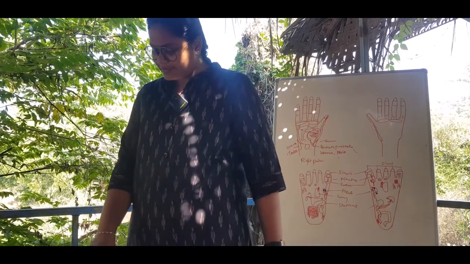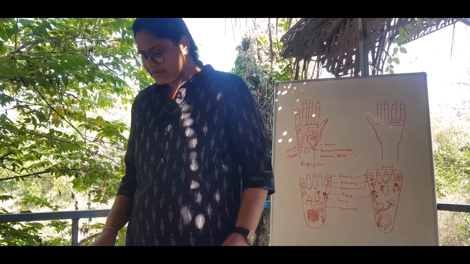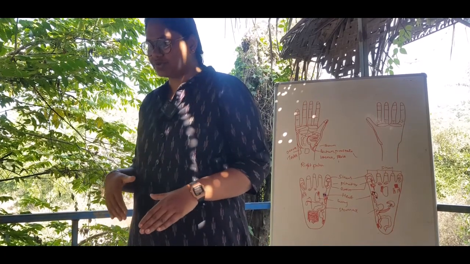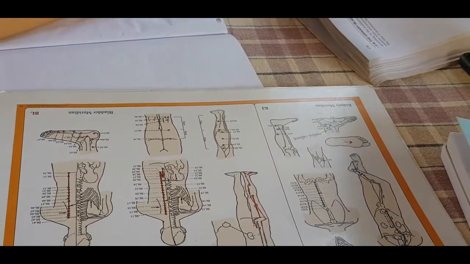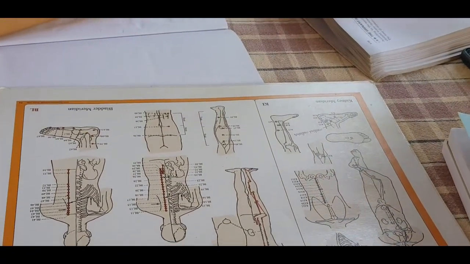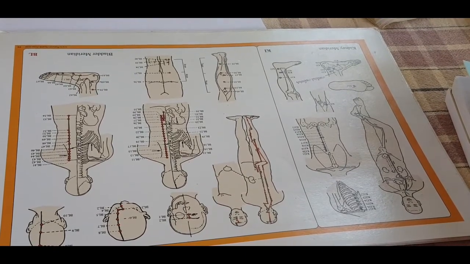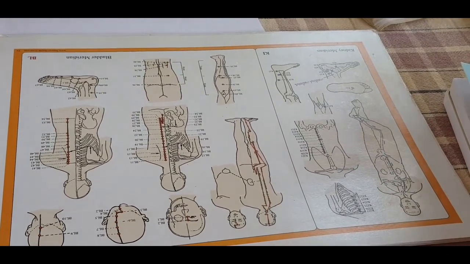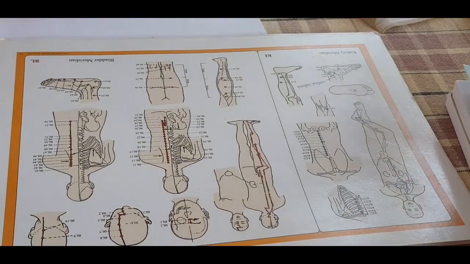The starting point for urinary bladder is the medial canthus. You have the charts with you, no? The inner canthus, the medial canthus of the eye. This is the starting point. Inner canthus or medial canthus, both are the same. It starts from here. That is UB1.